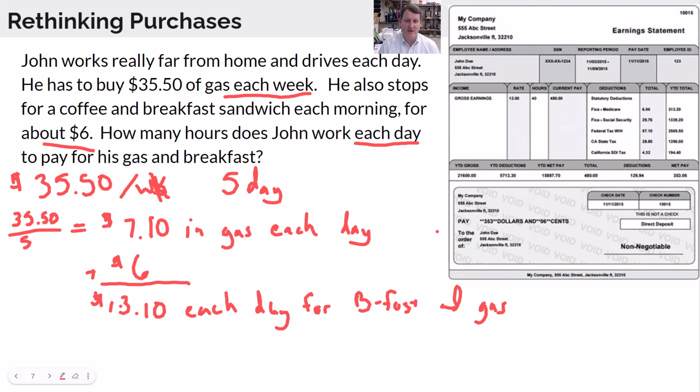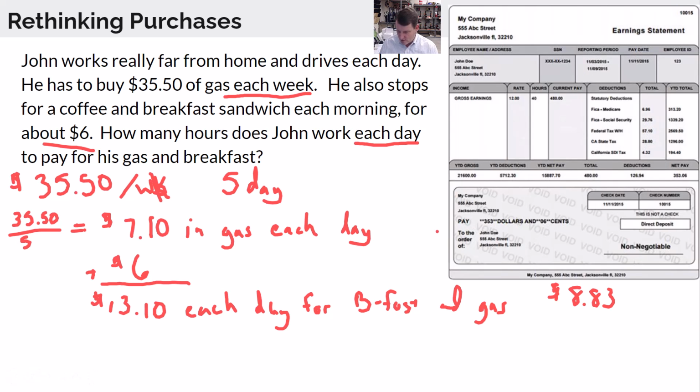All right, so now the question is how many hours does it take him each day to make up for his gas and his breakfast routine? We know from before that he is making $8.83 an hour. And you might remember from the last slide that dividing these two into making makes sense. Now, if he makes $8.83 an hour, the answer we expect is more than an hour, but not a lot more than an hour because it's $13 here. So we don't expect a huge number, something in that 1 to 2 range, between 1 and 2 hours.